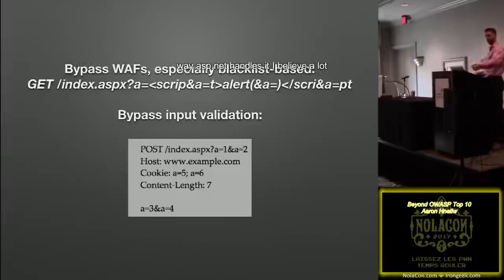So the way ASP.NET handles it, and I believe a lot of them handle it, is the first spot it will look is in the URL parameters. Second is going to be in the post body. And the third is in cookie values. This could really help bypass web application firewalls, input filtering, and input validation to get that vulnerability where you may have been stuck before.